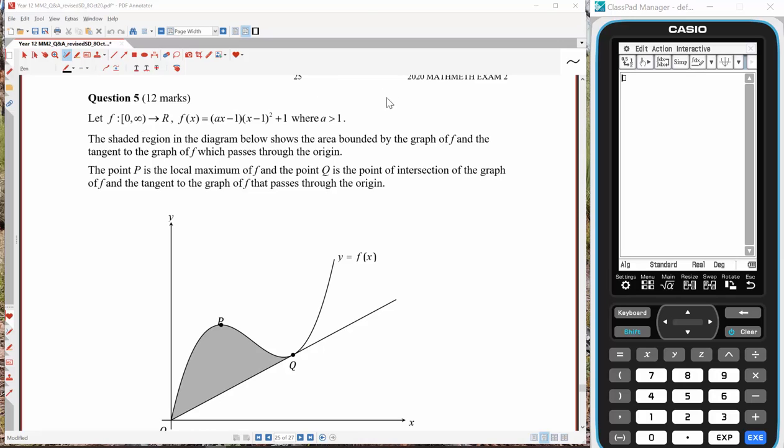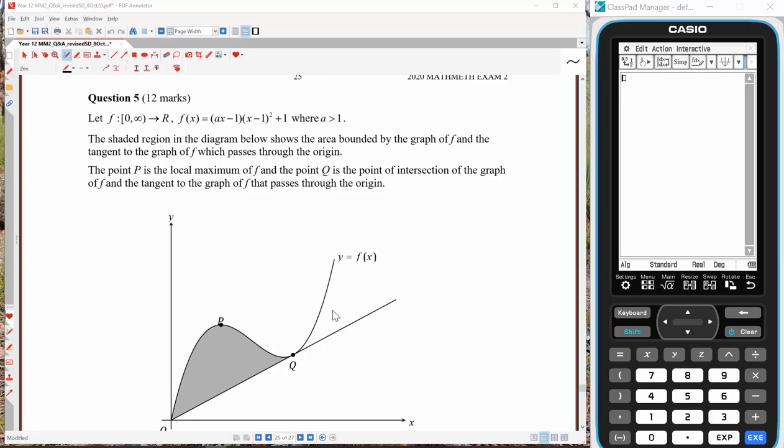Yeah, so this question here comes from the Insight 2020 trial paper, so let's get stuck into it. So we've got this function down here where a is greater than 1 over this domain. The shaded region in the diagram below shows the area bounded by the graph of f and the tangent to the graph of f, which passes through the origin.